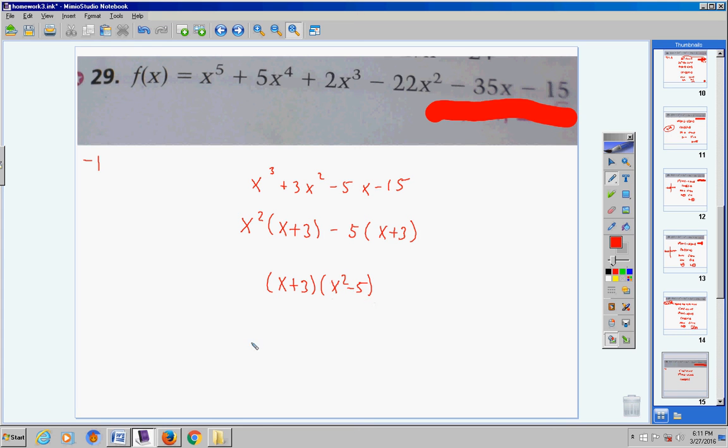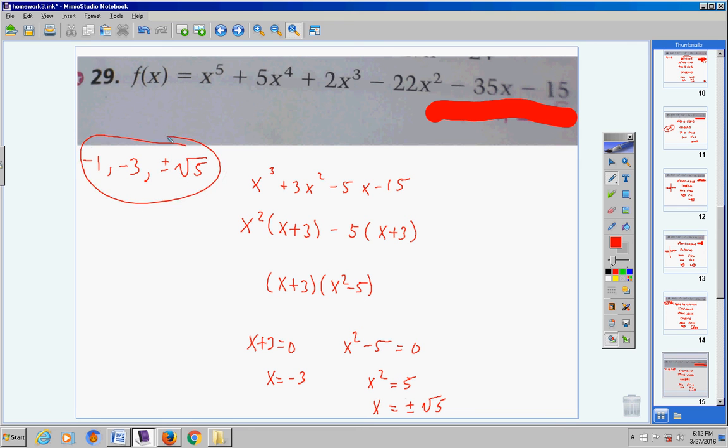Take your first parentheses, set it equal to 0 and solve. Take your next parentheses, set it equal to 0 and solve. Bring your 3 over and make it negative. X equals negative 3. Here, bring your 5 over and make it a positive 5. Take the square root of both sides. The square root of x squared is x, and the square root of 5 is plus or minus square root of 5. So your zeros are negative 1, negative 3, and plus or minus square root of 5. And we did it. Wow, that was a long problem.